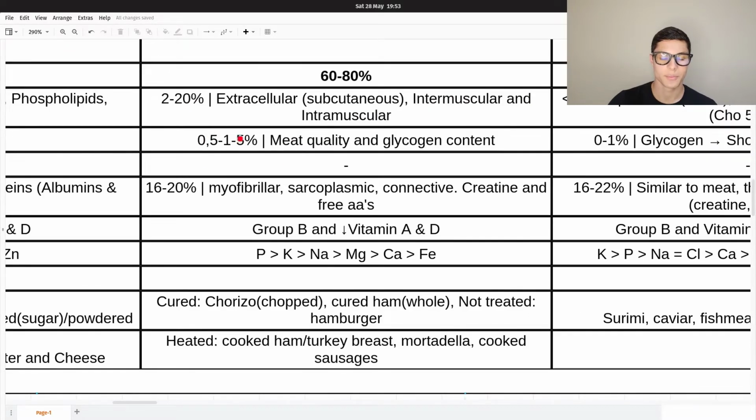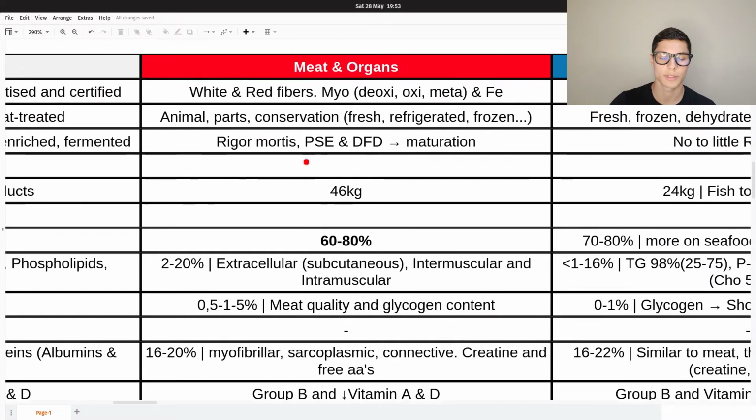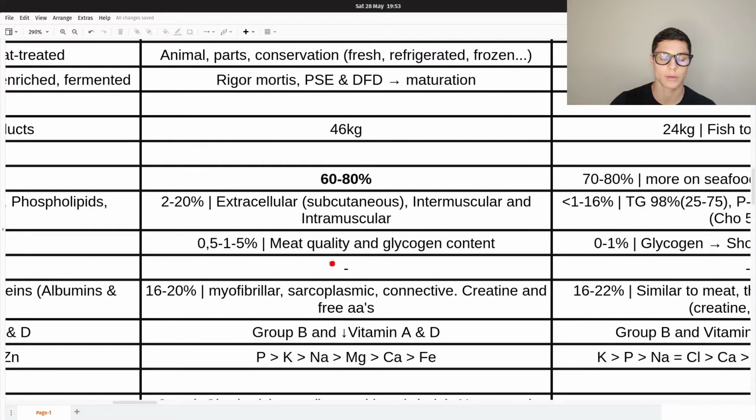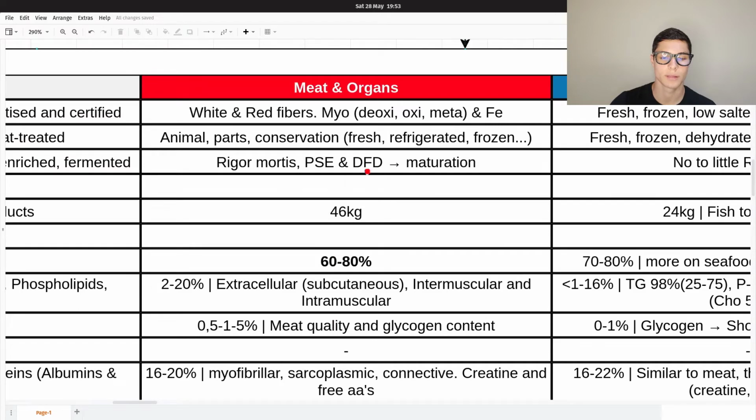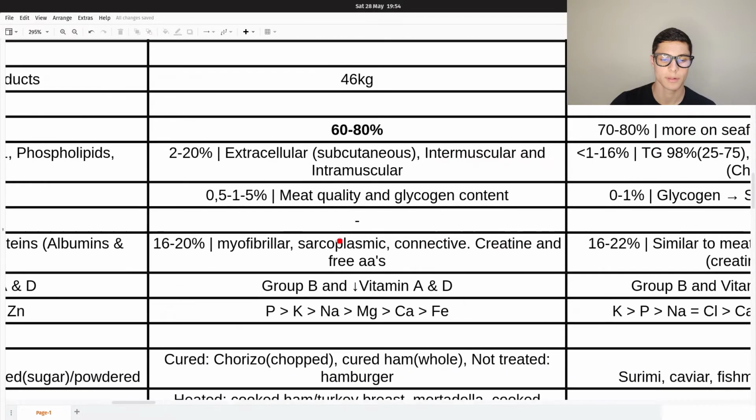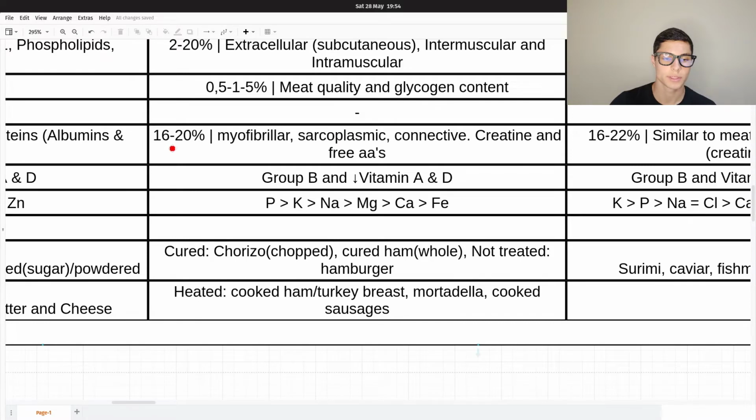Carbohydrates content on the meat, 0.5 to 1.5, and it depends on the meat quality and the glycogen content. Indeed, this is the remaining glycogen, because if there is a high amount of glycogen, the rigor mortis will get this form. If we have low glycogen, indeed it will get this one. Fiber, there is no fiber. And proteins, 16 to 20, it depends on the animal and on the animal part as well.